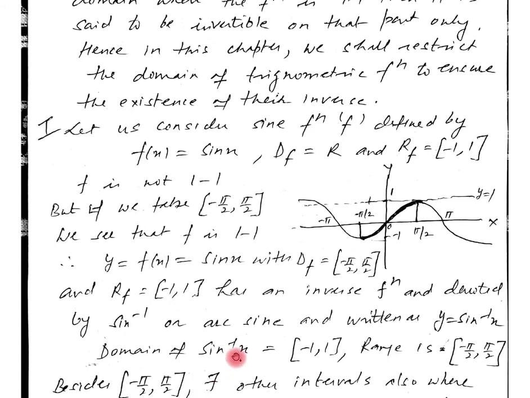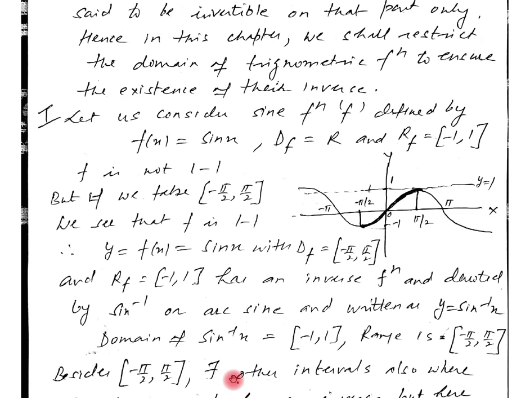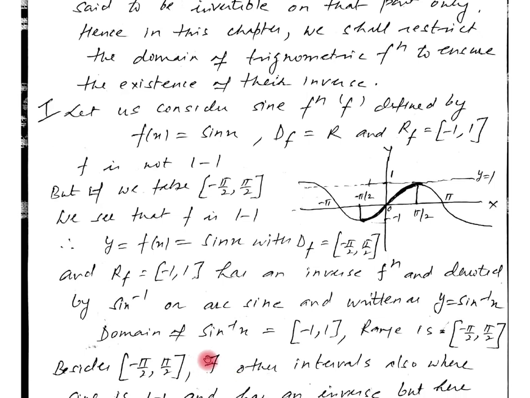Now therefore f is a function from what? From this domain to this range. So therefore sine inverse will be a function from what? This domain to this range, because it is the inverse function. Domain and range, they will interchange. So sine inverse is a function from this domain to this range.